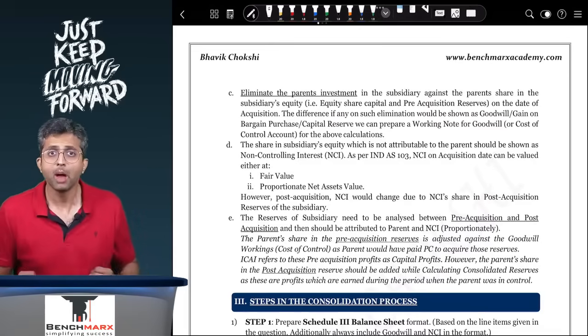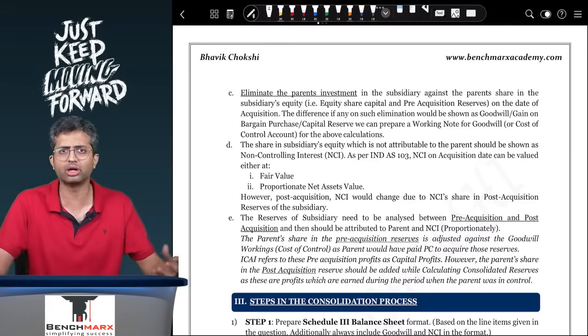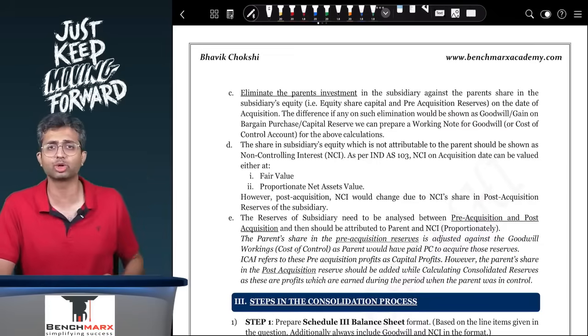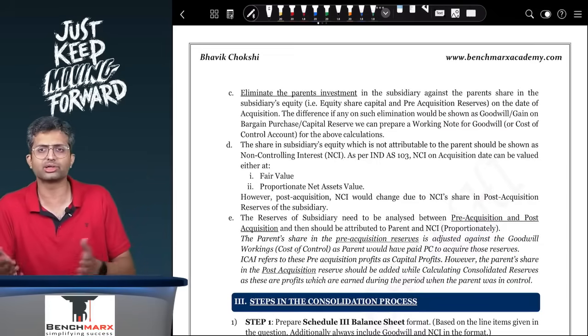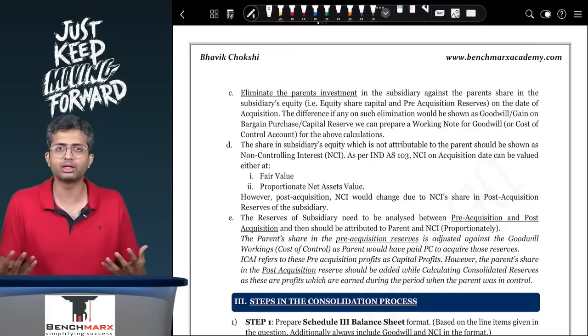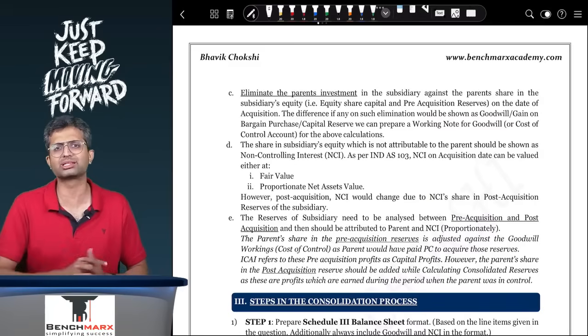Do you also eliminate it? The answer is no. Post-acquisition reserves belong to you as a parent because they have been earned during the period when you had control, and hence the law, IND 110, allows you to consolidate the post-acquisition reserves to the extent of your share.